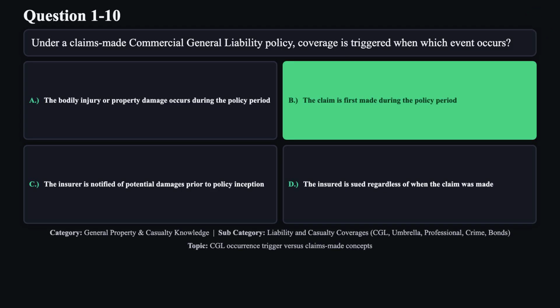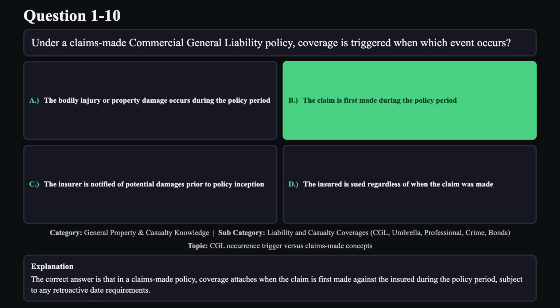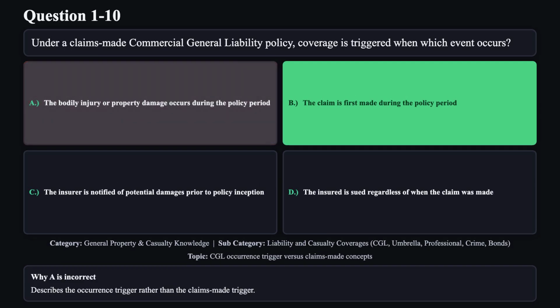The correct answer is B. The correct answer is that in a claims-made policy, coverage attaches when the claim is first made against the insured during the policy period, subject to any retroactive date requirements. Reason A is not correct. Describes the occurrence trigger rather than the claims-made trigger.